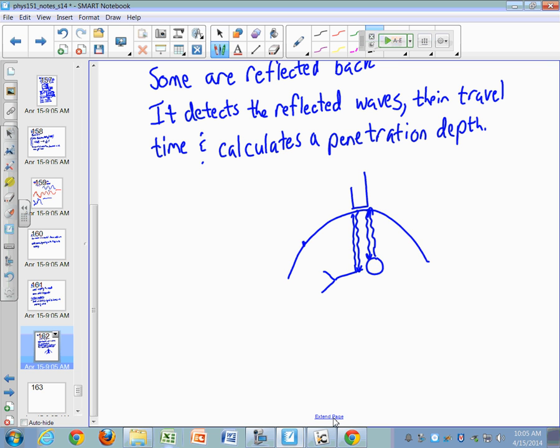And it detects those waves and the travel time that it takes to travel through the mother's body and into the baby, and measures that travel time. And by measuring the travel time, you can determine what is this distance. So you can find what is this distance, and then you can find what is this distance. And by doing that, you can map out the image of whatever it is that you're looking at, a baby or something else in the body, right? So it calculates that penetration depth, and then you can actually construct an image.